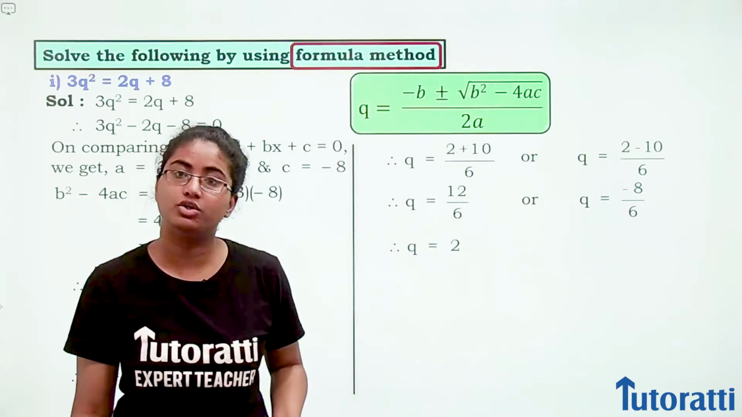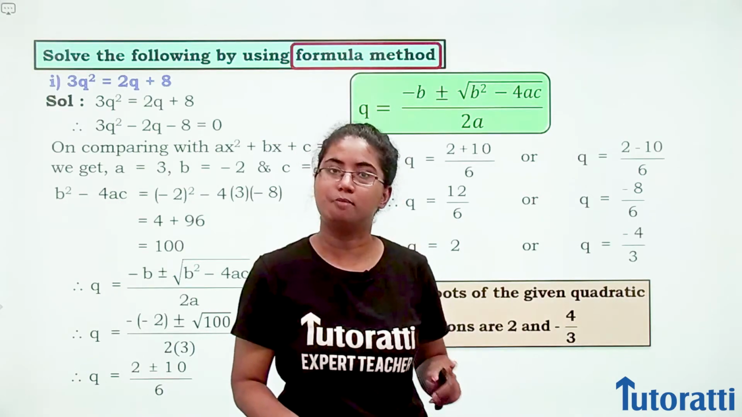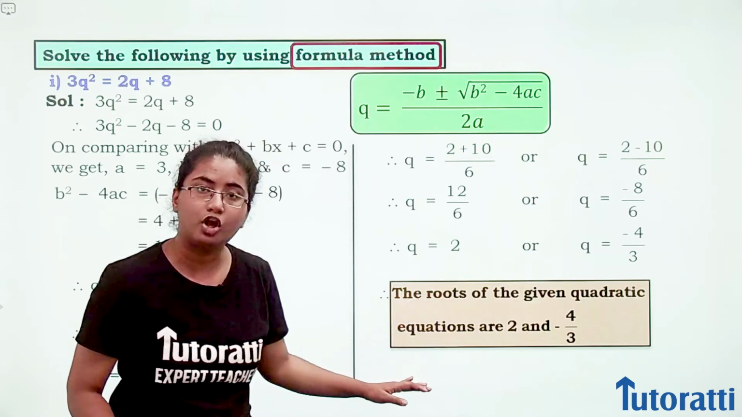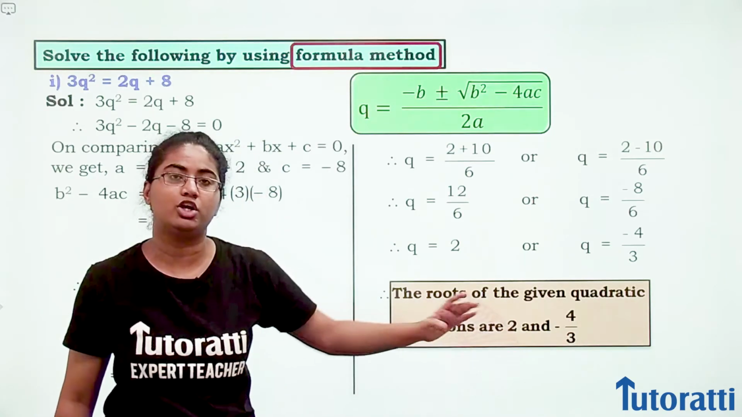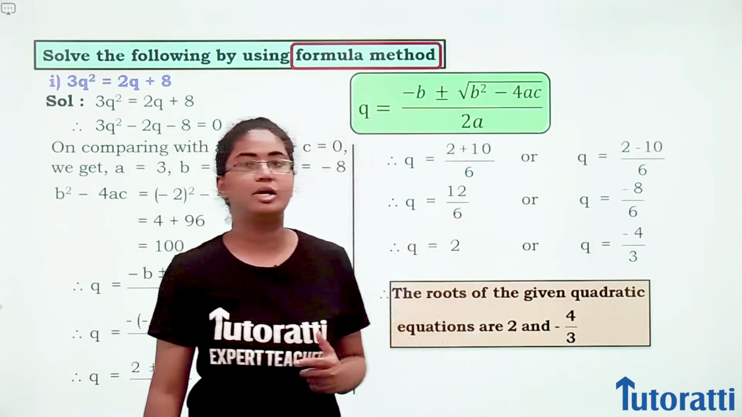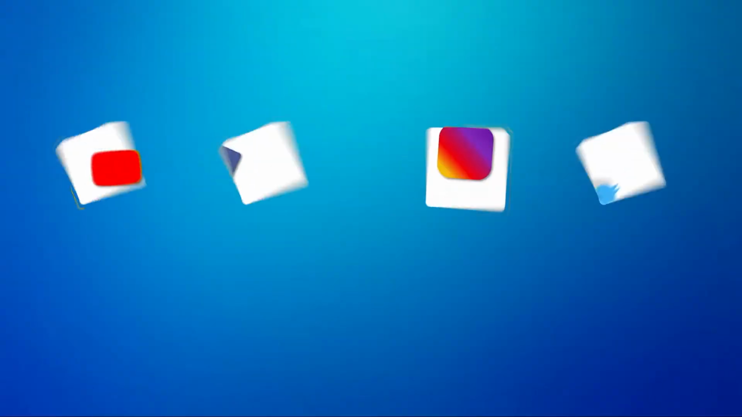This is 2 and that is minus 4 upon 3. Like always, you write a concluding statement, which is the roots of the given quadratic equation are 2 and minus 4 upon 3. Is this easy? Is this understood?